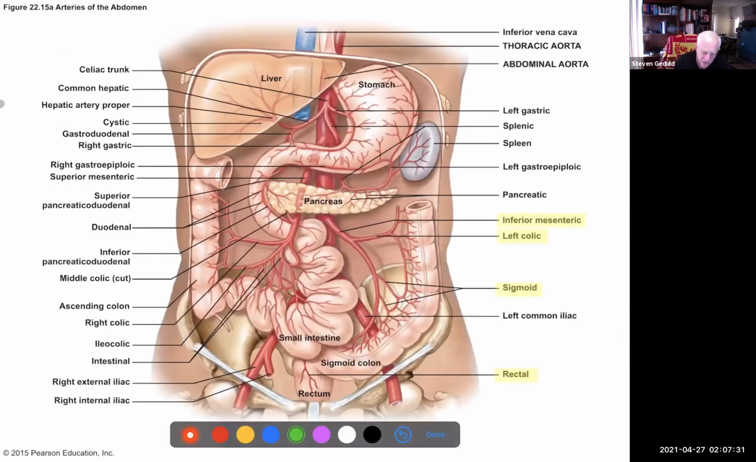So here's your inferior mesenteric. It branches down to your left colic, your sigmoid. Again, here's your sigmoid arteries flowing down here. And that forms into the S shape of your sigmoid colon. Right, here's your S shape. And then your rectal arteries are formed around the rectum.